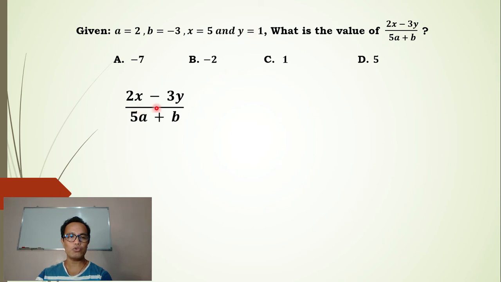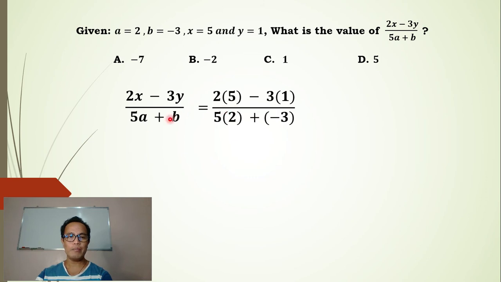So we have here 2x minus 3y over 5a plus b. What we need to do here is simply substitute the values of the variables into the expression. So we have here 2x, we simply copy 2, and instead of writing x, we change that with the value of x, which is 5. That's why we have here 2 times 5. Then we copy minus 3. The same thing happens for y. Instead of writing y, we change that with the value of y, which is 1. That's why we have here 3 times 1.